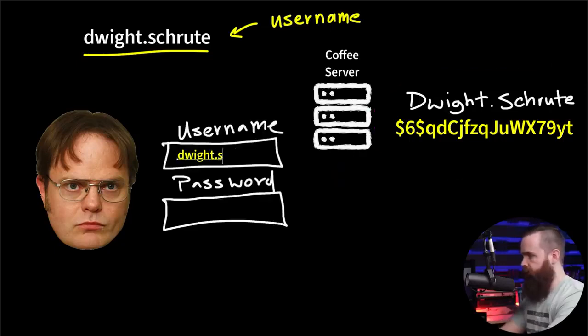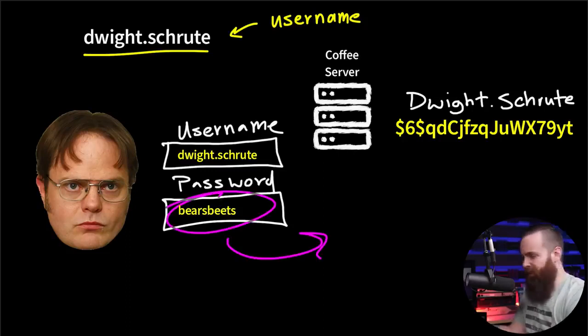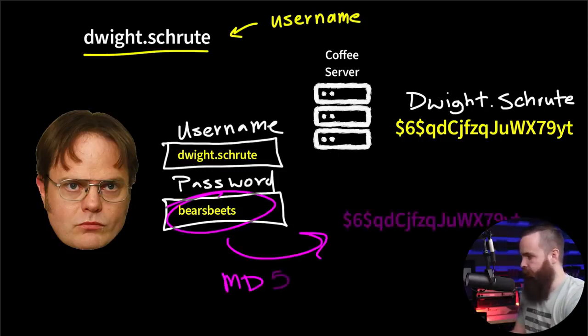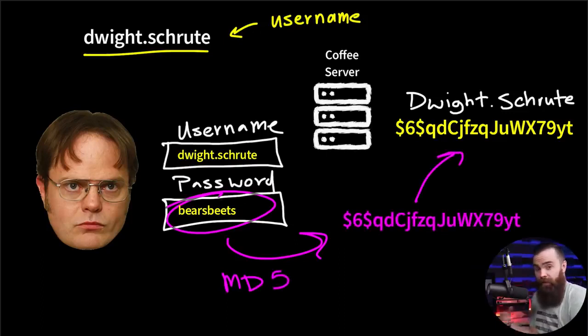When Dwight logs in and he puts his password in, Bears Beats, the server takes this password, chews it up, spits it out, or in this case, runs it through its MD5 algorithm. And if the hash matches the hash stored in its database, you can go in, you're good. This should be how most websites and services out there are storing your passwords. Not in plain text, like the RockU server.